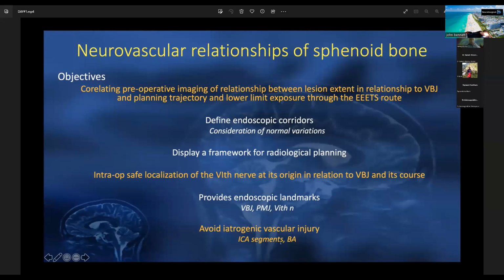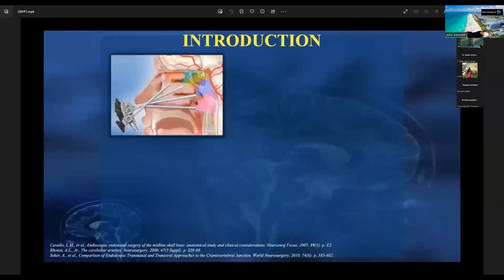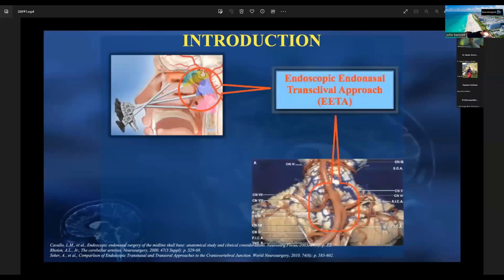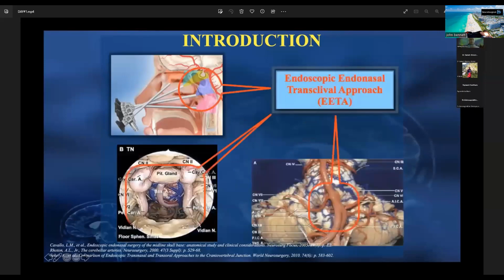We also studied the carotid artery, but we did not add in our studies to what is already in the literature. So as you can see, this is the endoscopic transclival approach. You can go through the sphenoid sinus or below, or even down to the craniocervical junction. Inside, this is what you see, but this is the approach.